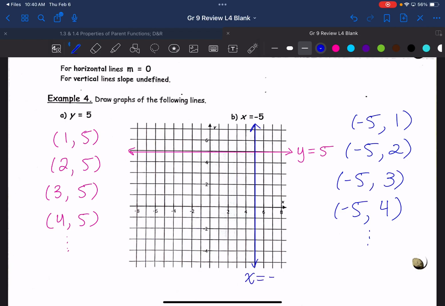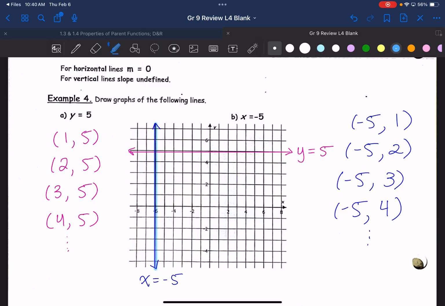Alright. Ooh, that's at positive 5. Wait, isn't it minus 5? Yes, it is. I just noticed that at negative 5. There we are. x equals negative 5, which I'll re-highlight in case you need help seeing it a little darker.